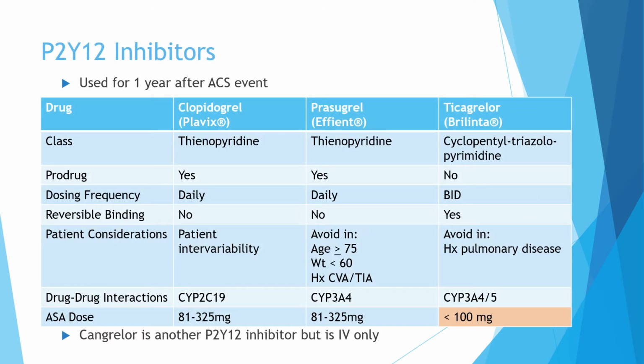All right, we also have our P2Y12 inhibitors, which should be used for 1 year after an ACS event. We have clopidogrel, prasugrel, and ticagrelor. I won't spend too much time talking about the differences between these. The one takeaway that I want you to know, though, is that ticagrelor specifically can't be used with any dose of aspirin higher than 100 milligrams. So if you ever see a patient on a 325 aspirin and ticagrelor, this actually decreases the efficacy of this life-saving antiplatelet agent post-ACS event.